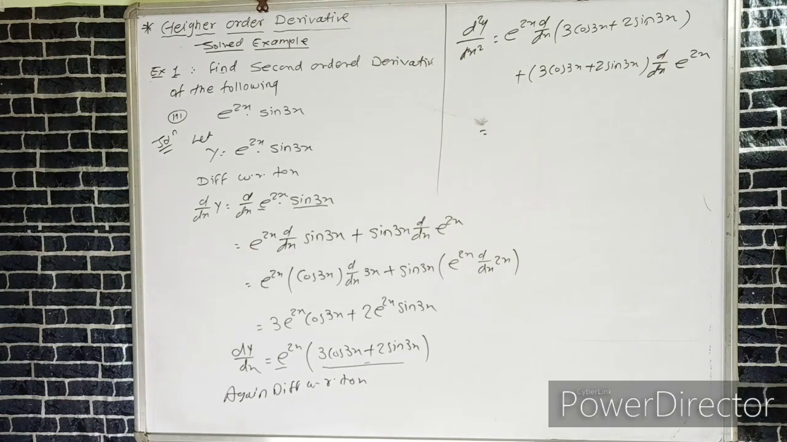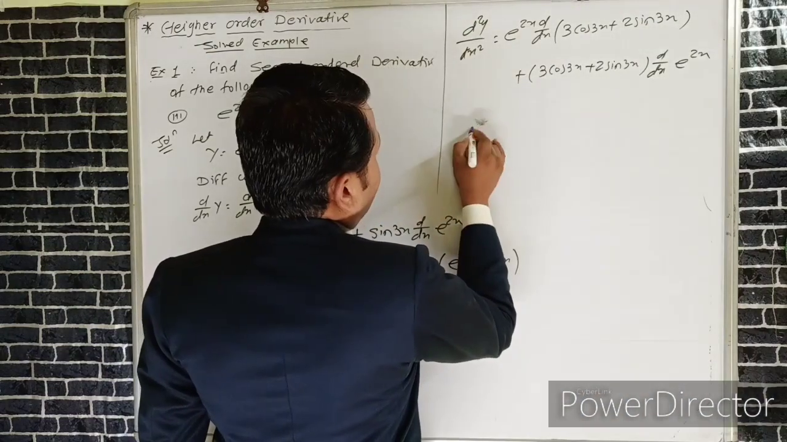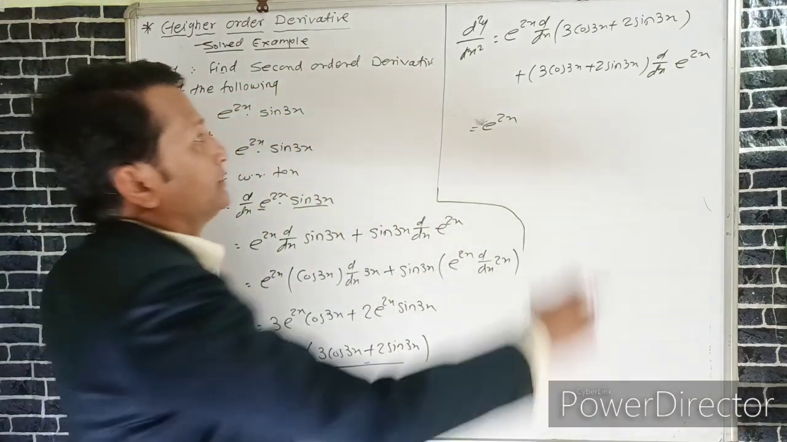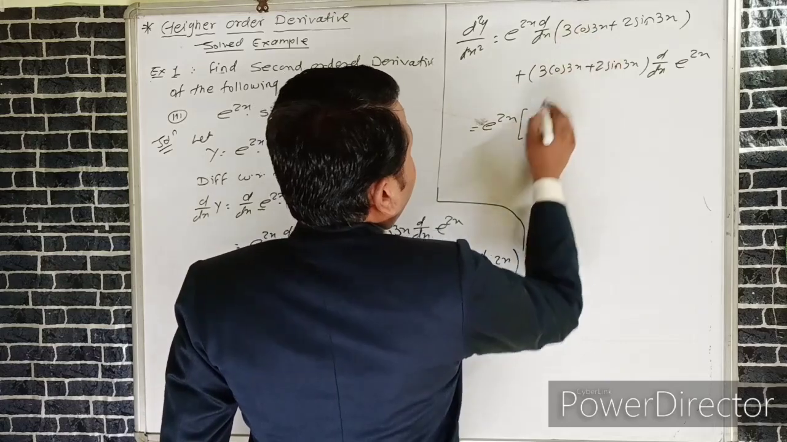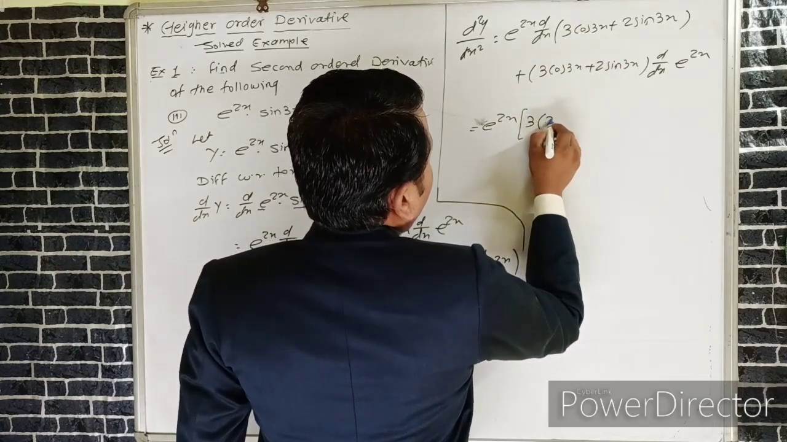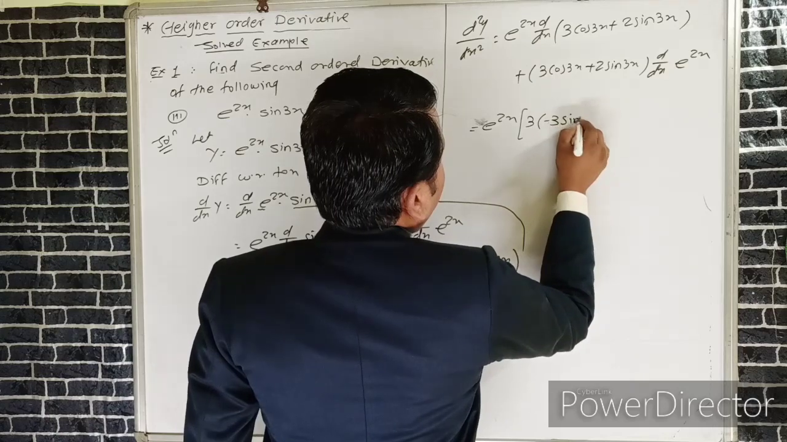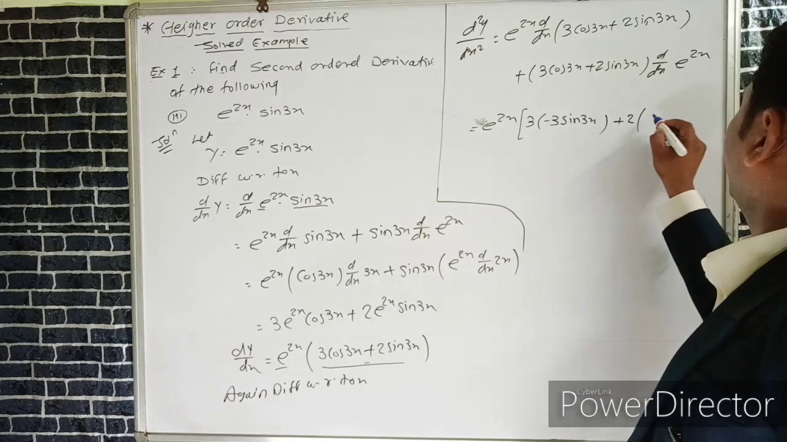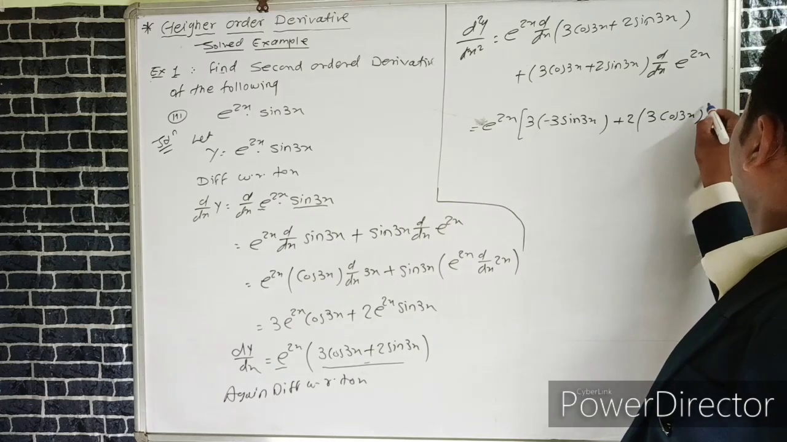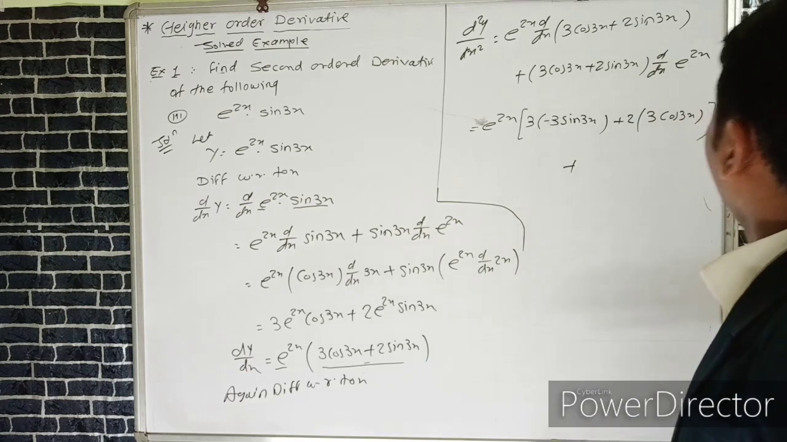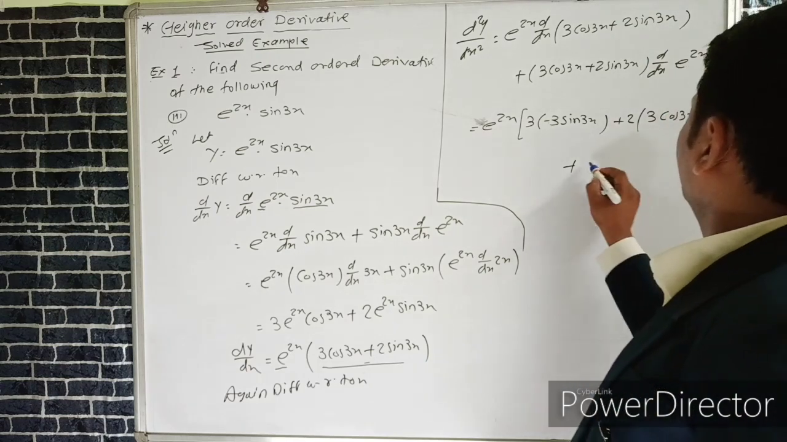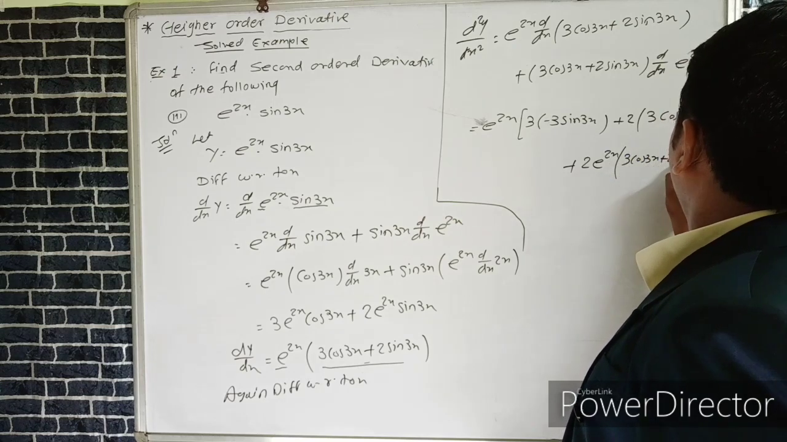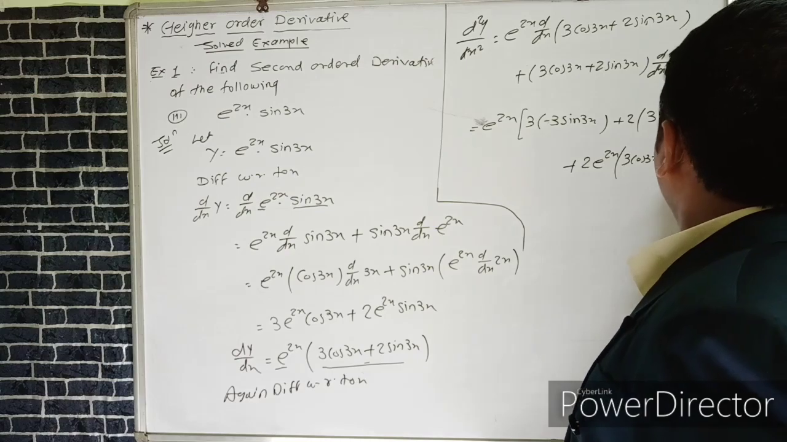Now again we can write e to the power 2x as it is. After that 3 as it is, and the derivative of 3 cos 3x is minus 3 sin 3x plus 2 as it is, derivative of sin 3x is 3 cos 3x. After that plus derivative of e to the power 2x is 2 into e to the power 2x and 3 cos 3x plus 2 sin 3x as it is.